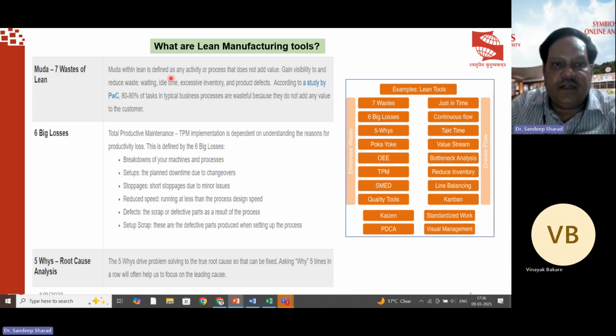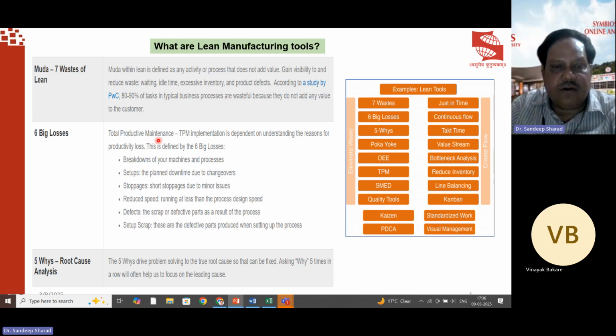Muda within lean is defined as an activity or process that does not add value. Gain visibility and reduce the waste: waiting, idle time, excessive inventory, and product defects. According to a study by PwC, 80 to 90% of the tasks in typical business processes are wasteful because they do not add any value to the customer.